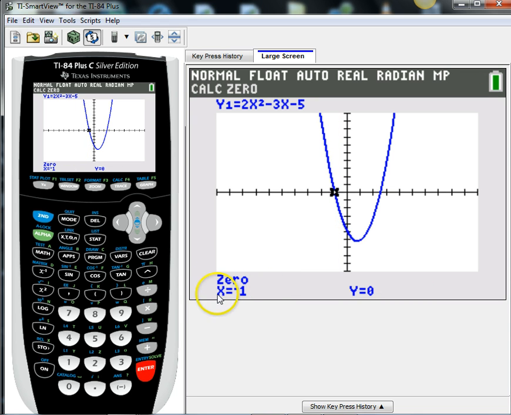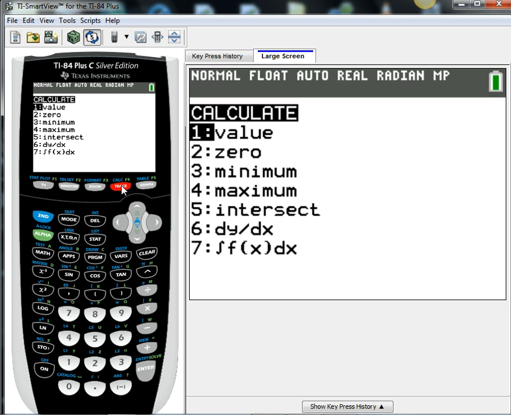I was correct. The eyeball was correct. X is a negative 1. If we plug in a negative 1 into this quadratic expression, we will get 0. We need one more. Wouldn't it be nice if it's 2.5? Well, let's see. We're going to go back now, and we're going to hit second again. We're going to hit trace, and it's going to allow us to calculate. So I'm going to hit 2.